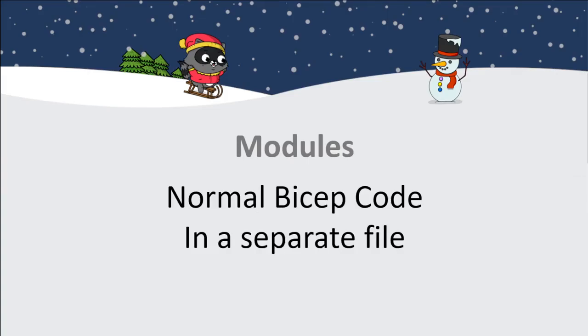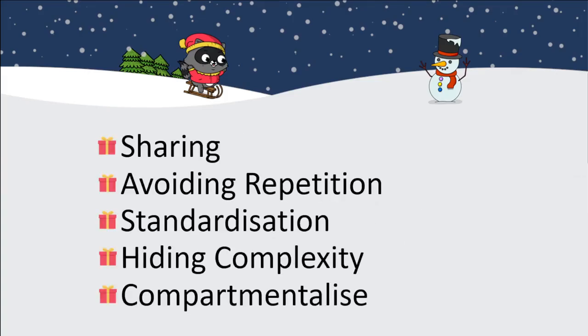So we know what they are. They're just Bicep code in another file. Why would we want to use them? I'm calling out a few high-level benefits of using modules here. Obviously, there are probably more than that, particularly when you're looking at your particular situation, but these are some of the really common ones. The first one is probably the most obvious.